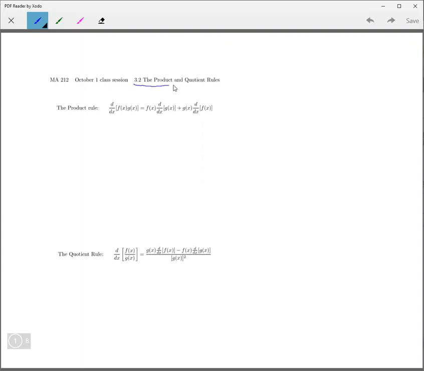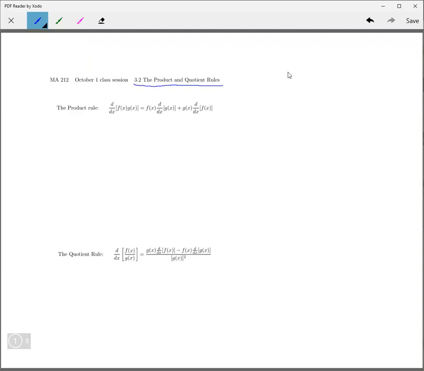We're talking about the product and quotient rules. Okay, so first of all, this is the product rule. This can be a little bit confusing for some students. Hopefully most of you will get that. When you have the product of two functions, you don't just take the derivative of each one. If you want to take the derivative of that product, you have to do it this way.